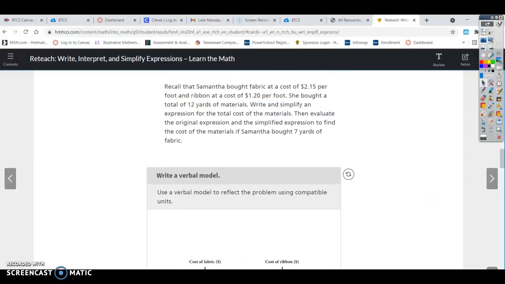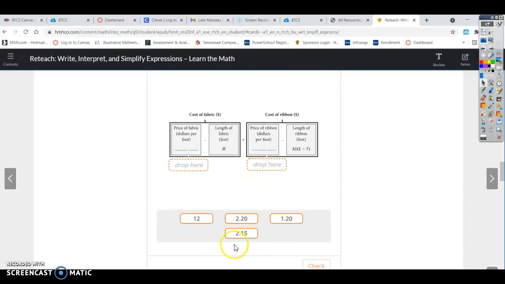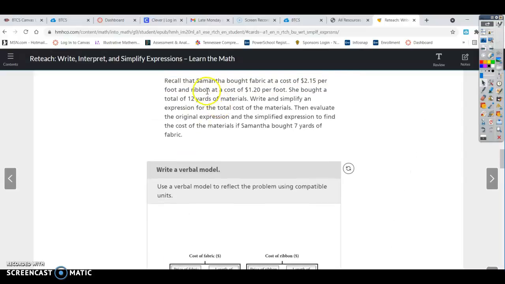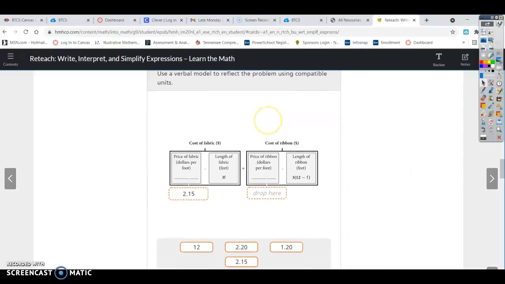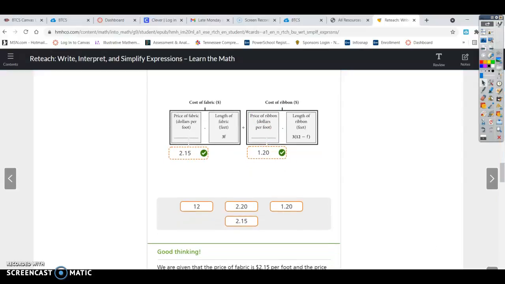All right, so the first thing we see is the cost of fabric. You go up here and look. She bought fabric at a cost of $2.15, so we need to take $2.15 and put it for the cost of fabric. And you can see above too, the cost of ribbon is $1.20 per foot. So you're going to take $1.20 and drop it here. All right, hopefully that makes sense. They're just writing that, trying to show you how this is going to be set up as an expression.